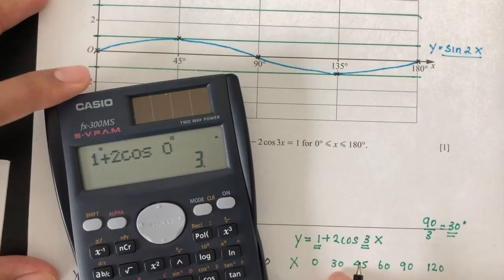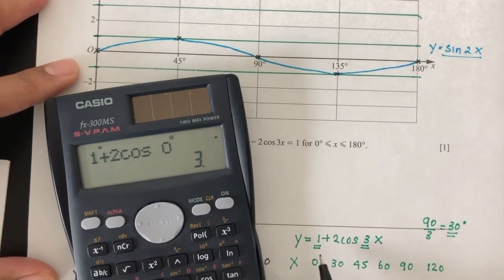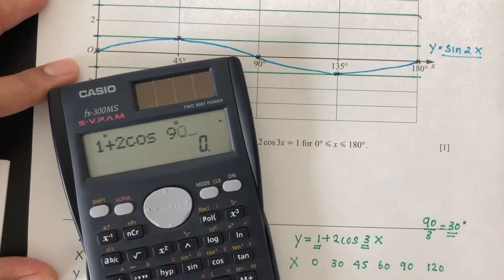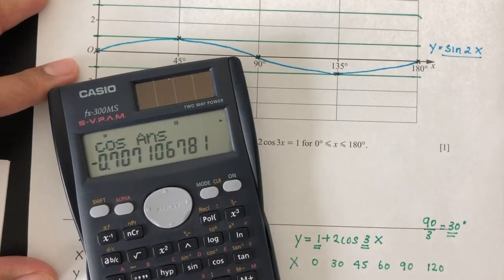Next will be 30. That will be 1 plus 2 cos of 3 times 30. That will be 90. So 1 plus 2 cos of 90, that should be 1. And then 45. Let's try that. So 3 times 45 will be 135. Cos of the answer times 2 plus 1, that should be minus 0.4. It is not exact, so I guess we have to follow the 30 degrees interval. It is more exact, right?